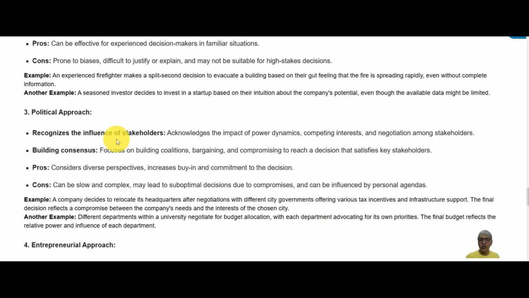Now, here we recognize the influence of the stakeholders. You can see the impact of power dynamics, and it builds consensus because it focuses on bargaining and compromising to reach a decision. Now, the pros, there are lots of advantages. The advantage can be that it increases buy-in and commitment to the decision. The new decision may be favorable to many stakeholders, but sometimes there can also be defects, because the process can be very slow and sometimes the decision might be wrong. So this is the political approach.